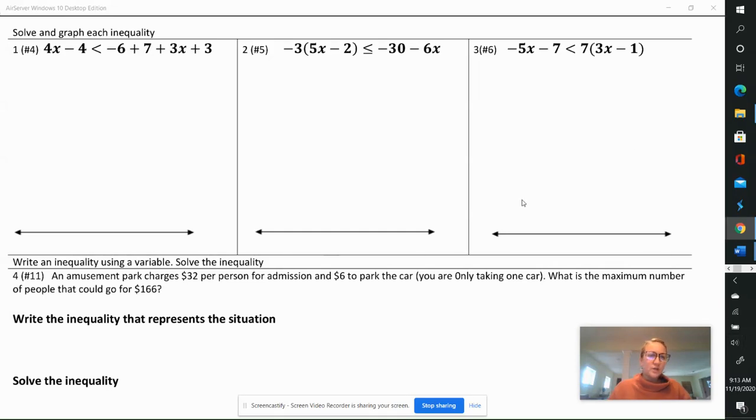Let's go over this Jamboard practice assignment for 2-4, day 2, on solving multi-step inequalities with variables on both sides. For number 1, which is number 4 on your homework, our first step would be to combine like terms. -6 plus 7 plus 3 is positive 4.